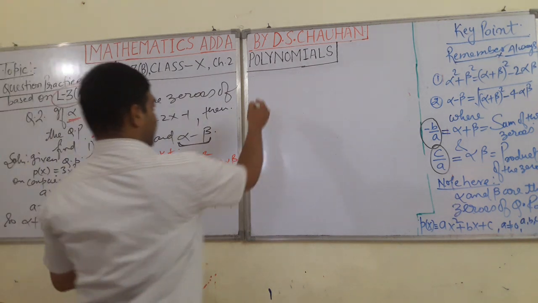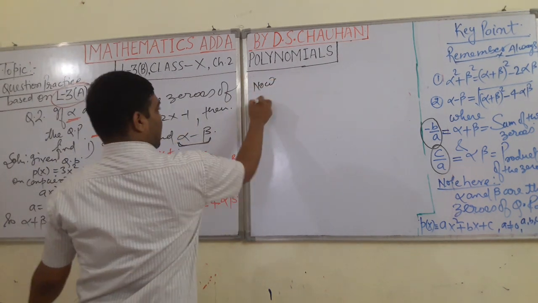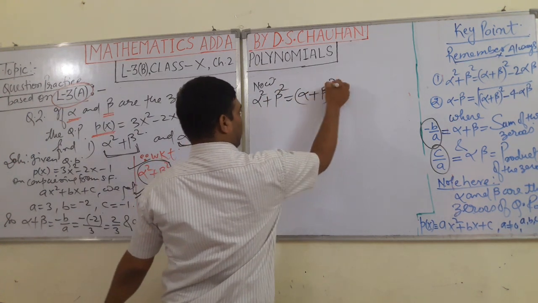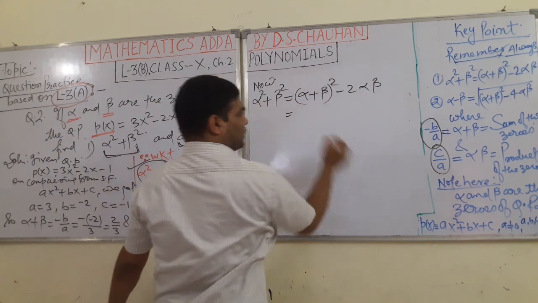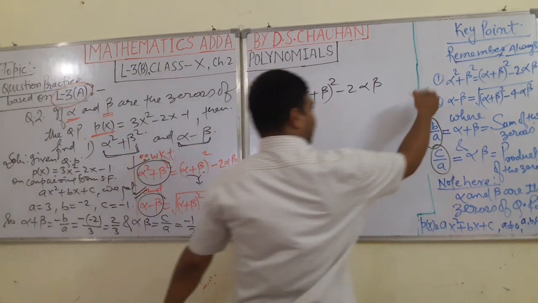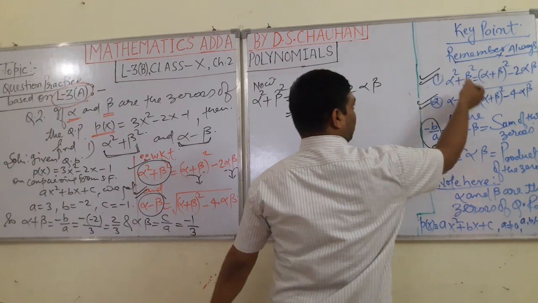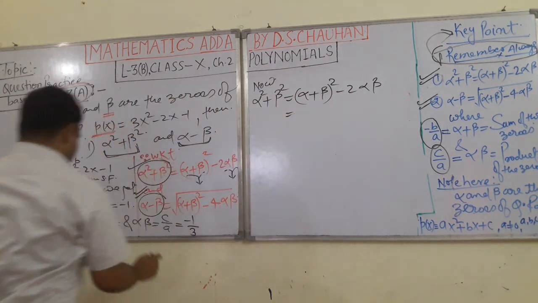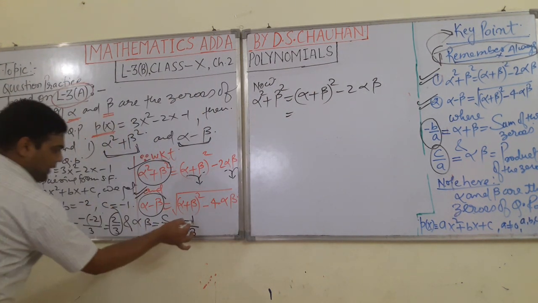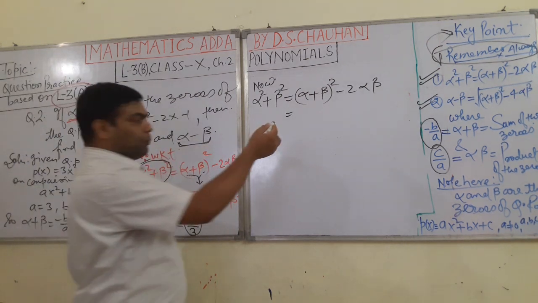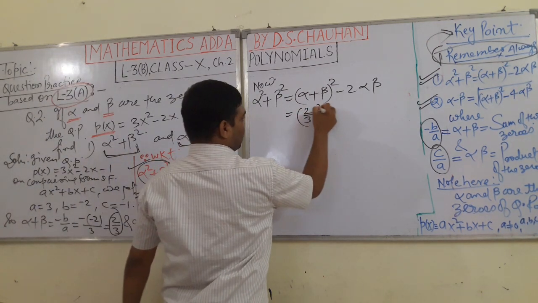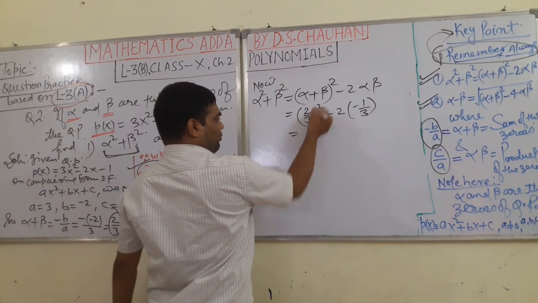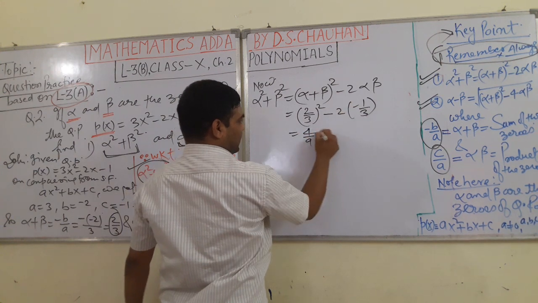Now students, see easily, I am telling. Alpha square plus beta square, what could it be? It is alpha plus beta to the whole square minus 2 alpha beta. Put the values. And students, for your information, I have already written the formula here. Always go through these and remember, key point. Alpha plus beta comes here as 2 by 3 and alpha beta is minus 1 by 3. We are going to put the values. It is 2 by 3 to the whole square minus 2 into minus 1 by 3. Squaring 2 by 3 we get 4 by 9, and minus minus is plus, so plus 2 by 3.